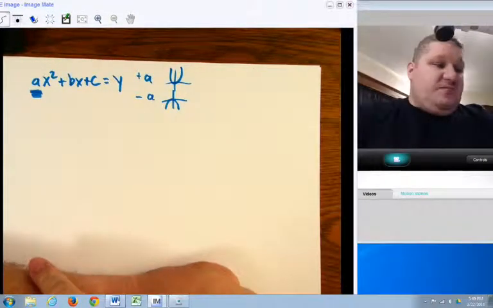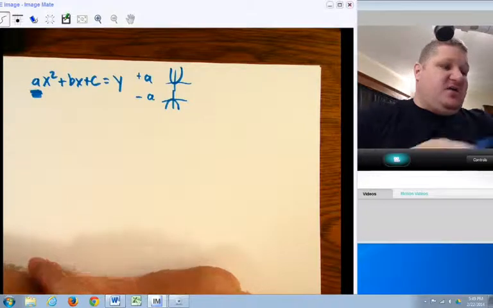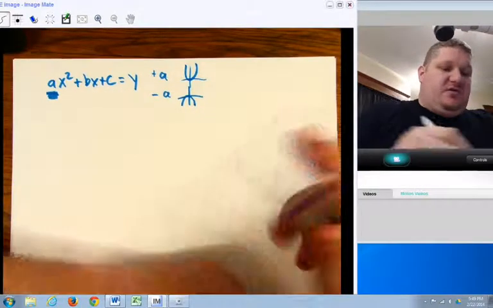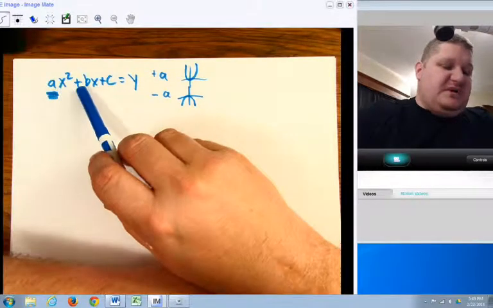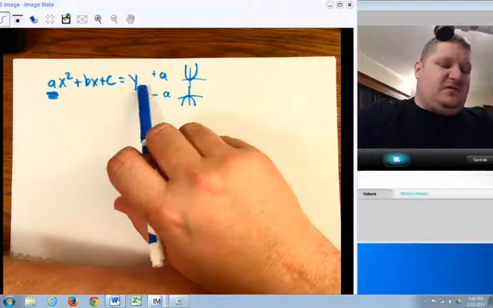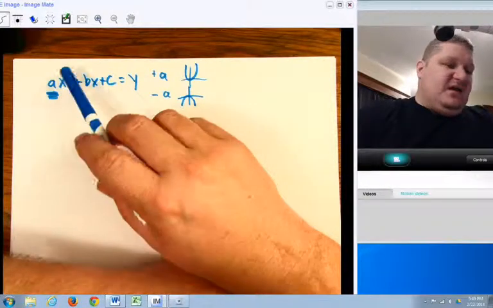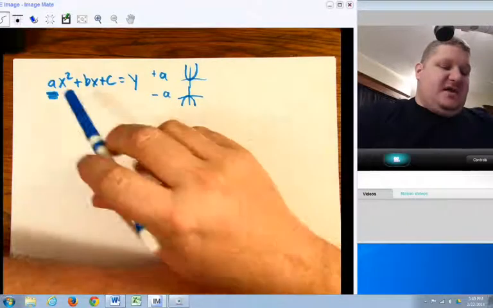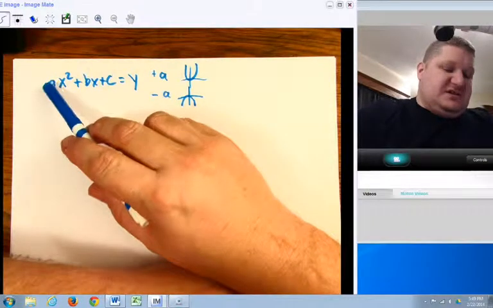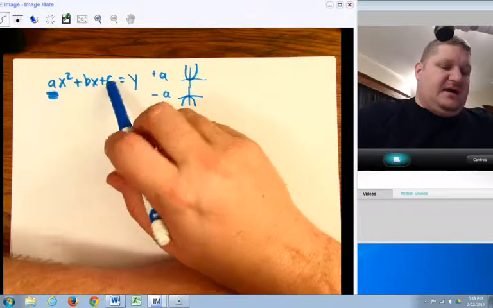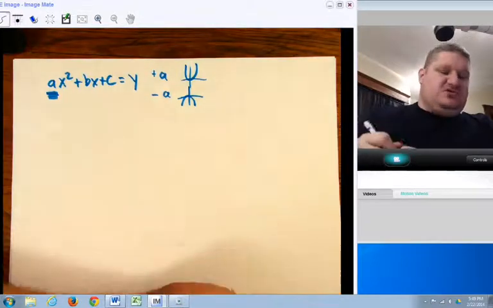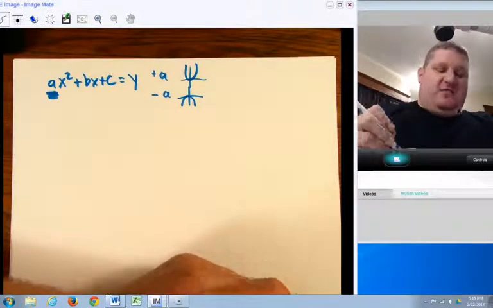Okay, ladies and gentlemen, we're going to talk about quadratic equations. Now, a quadratic equation is, of course, ax squared plus bx plus c equals y. So you have two x's, one of which is squared, one of which is not. Your coefficients, these guys right here, a, b, and c, are the most important things in graphing quadratics.